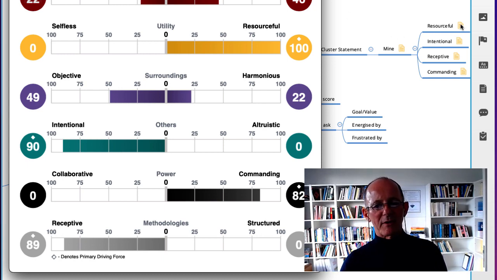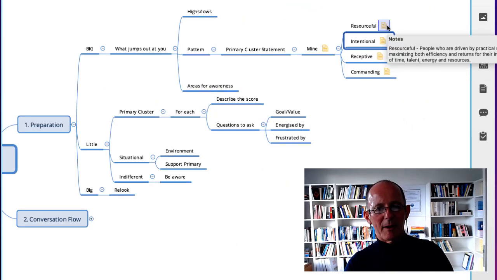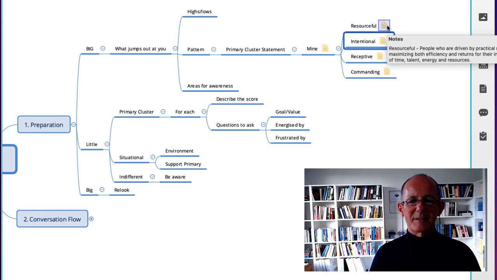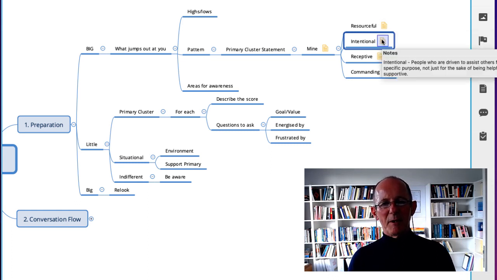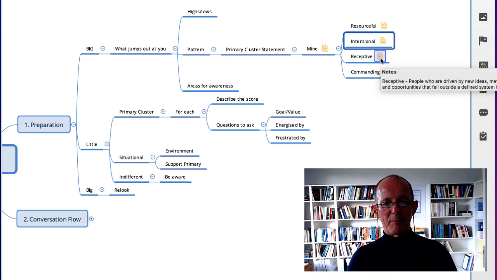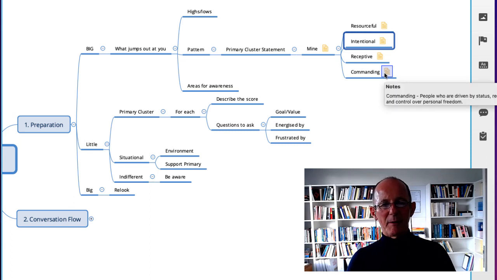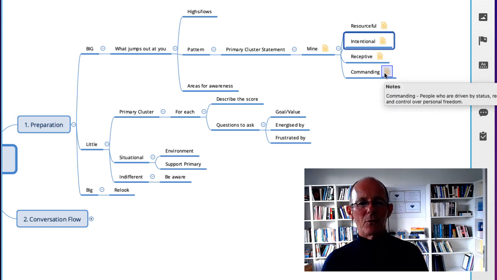And so we know that resourceful in this case is looking for a return on time, energy, and money. So if I look at resourceful, for example, people are driven by practical results, maximising both efficiency and returns for their investment of time, talent, energy, and resources. Intentional people are driven to assist others for a specific purpose, not just for the sake of being helpful or supportive. Receptive people are driven by new ideas, methods, and opportunities that fall outside the defined system for living. And commanding, I have here people who are driven by status, recognition, and control over their personal freedom.